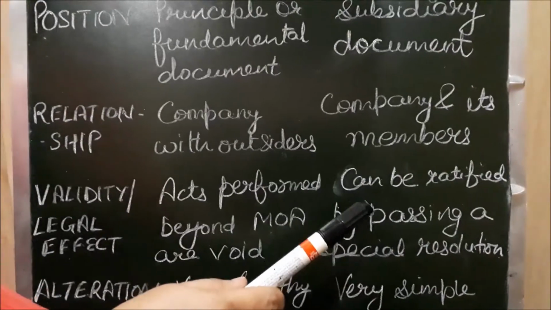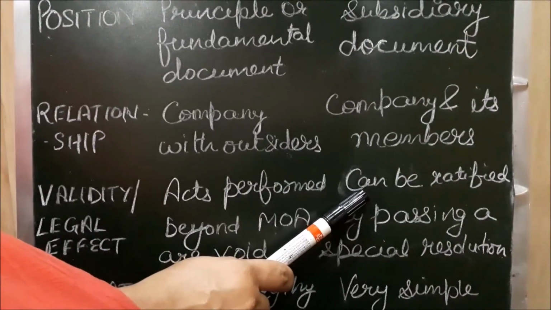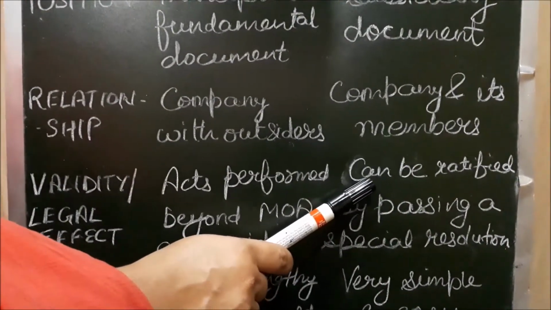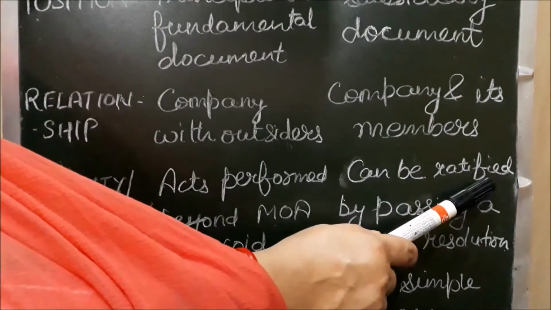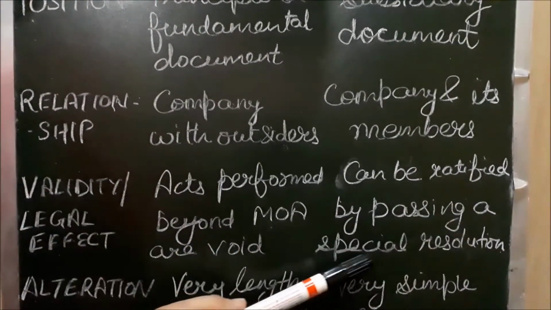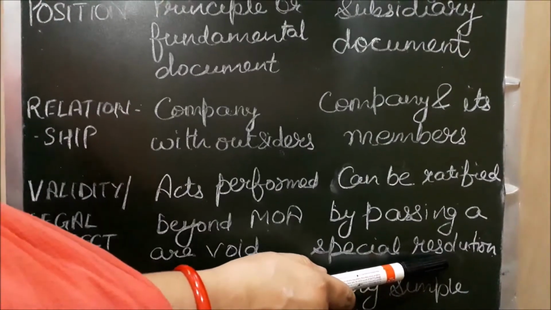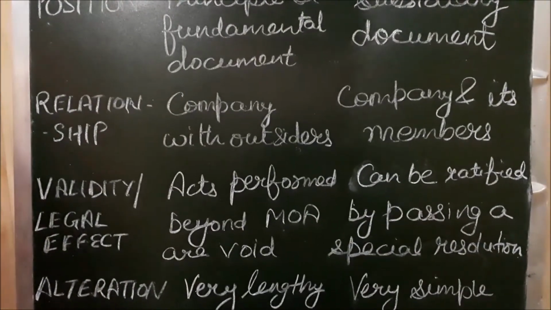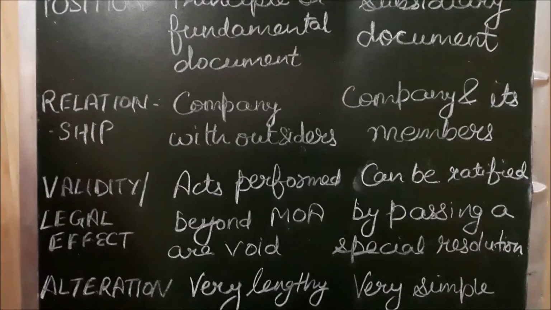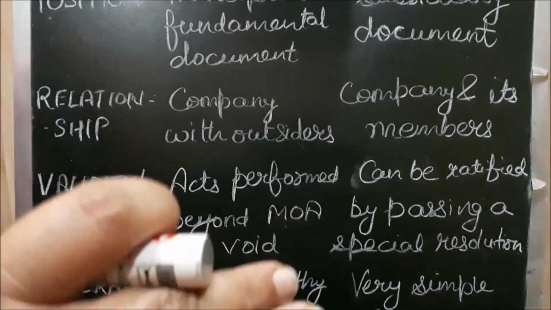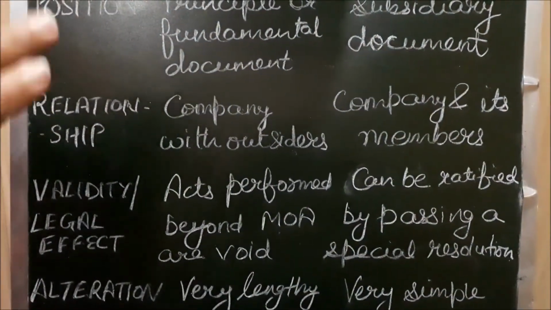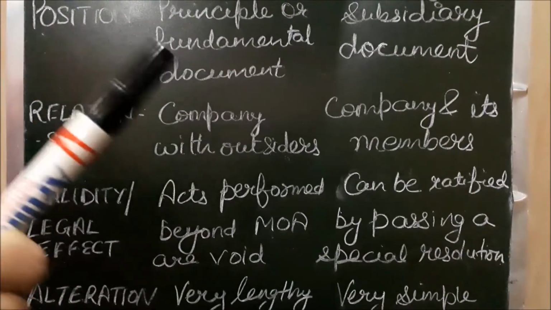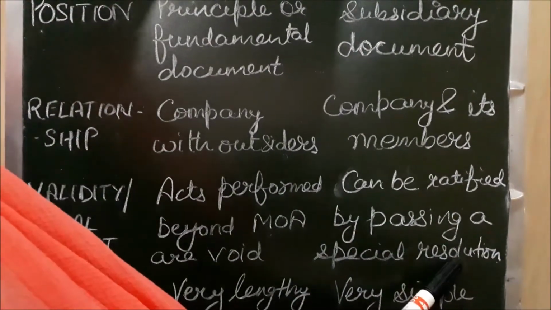And in case of Articles of Association, if any activity is performed beyond Articles of Association, that activity can be ratified by passing a special resolution by its members. It means if the company has performed any activity which is beyond the Articles of Association, members can justify the activity, why they have performed it beyond Articles of Association. They can justify by passing a special resolution.